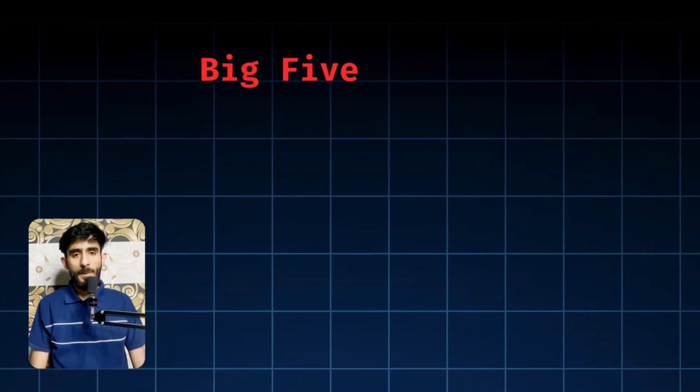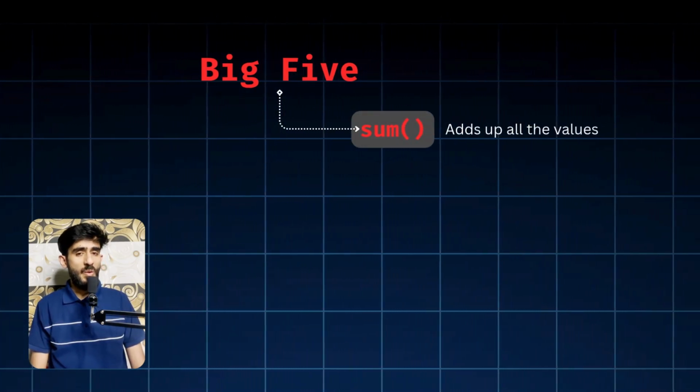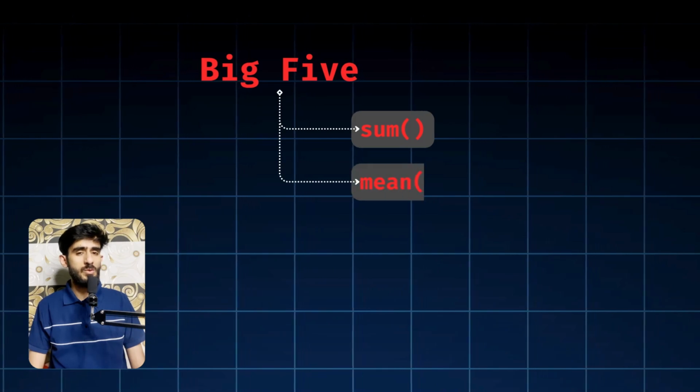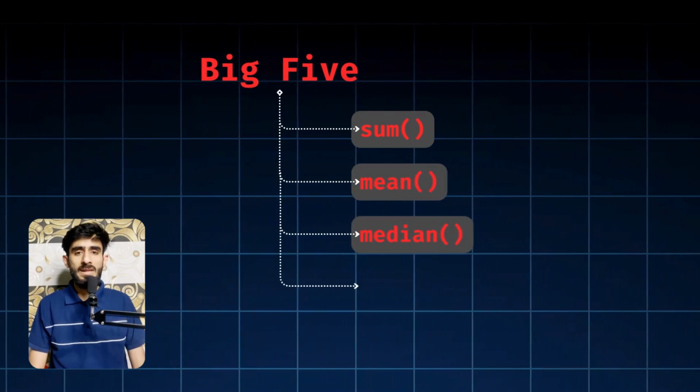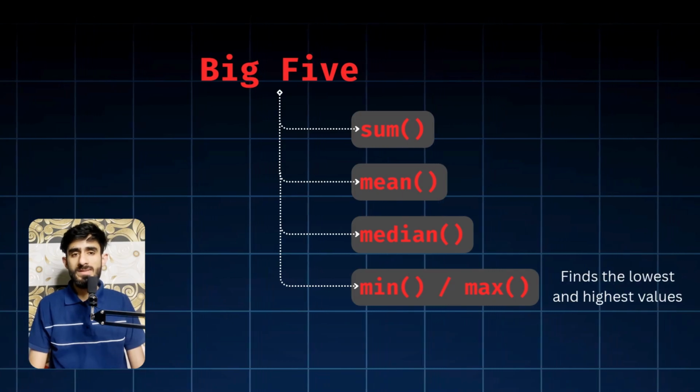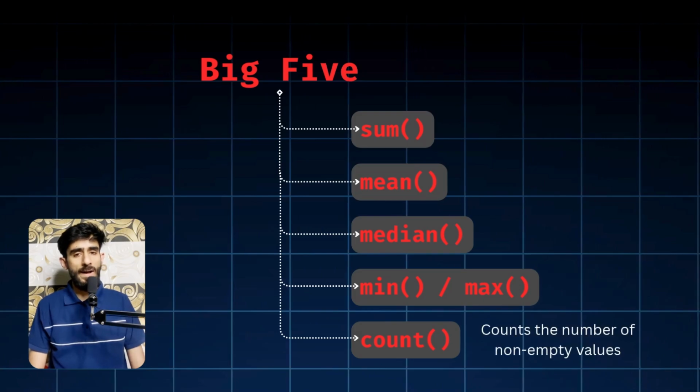These are the 5 functions you will use 90% of the time in data analysis. First one is sum. It adds up all values. Mean calculates the average, then median finds the middle value. Min and max find the lowest and highest values. Then we have count. Count is the number of non-empty values.